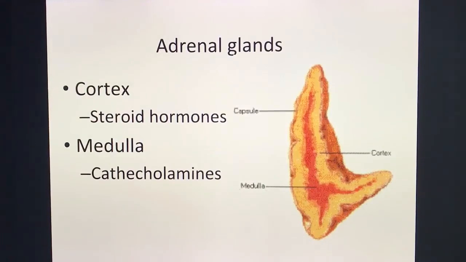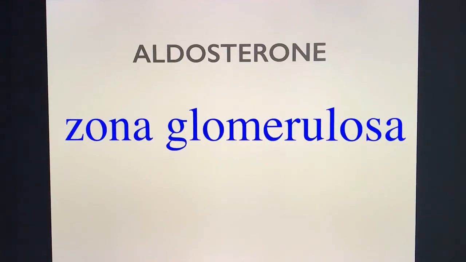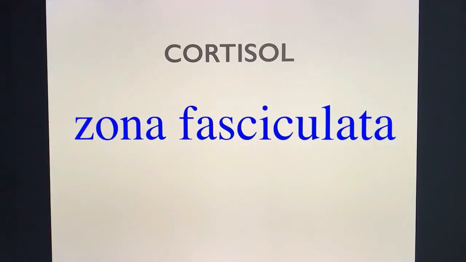Now this is the adrenal gland. We have here the cortex, and we have the inner medulla. Now the cortex produces the steroid hormones, while the medulla produces the catecholamines. So in the cortex, we have the zona glomerulosa, the zona fasciculata, and the zona reticularis. The zona glomerulosa produces aldosterone, while the zona fasciculata produces your cortisol.